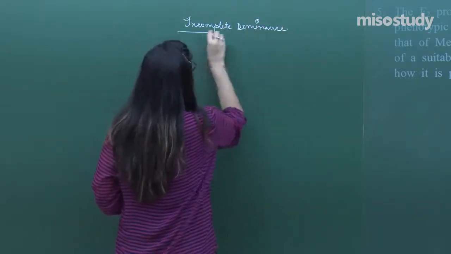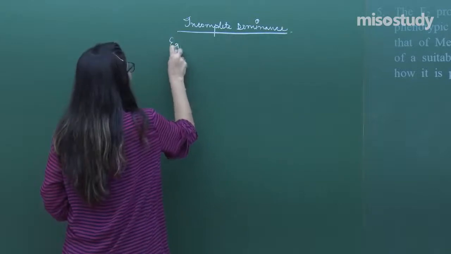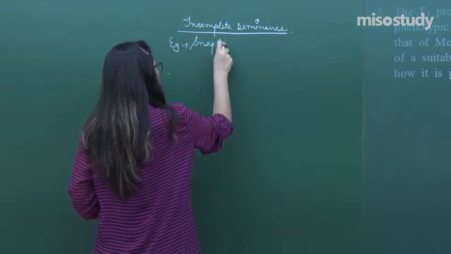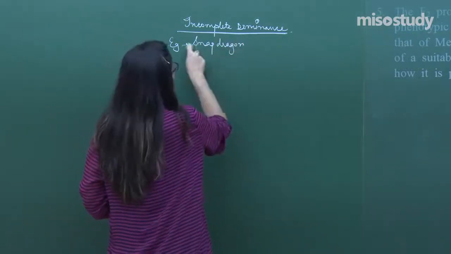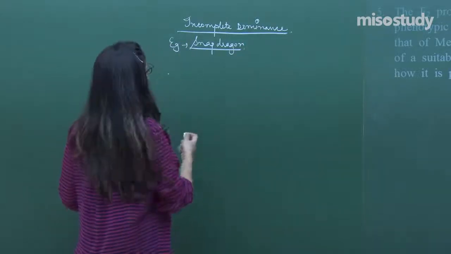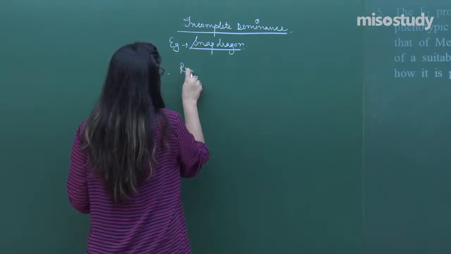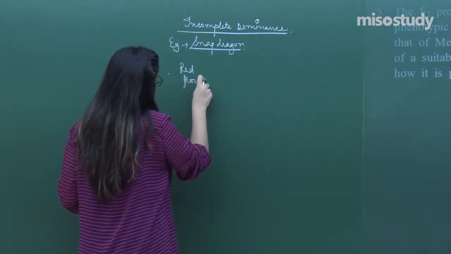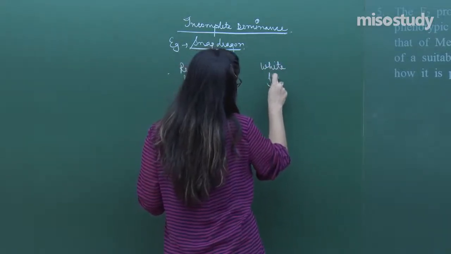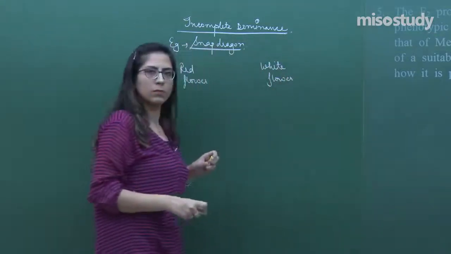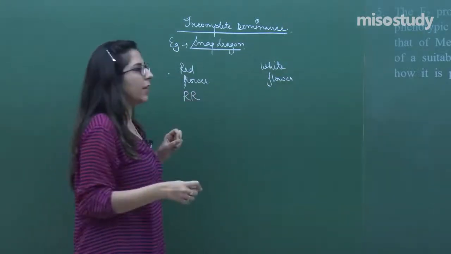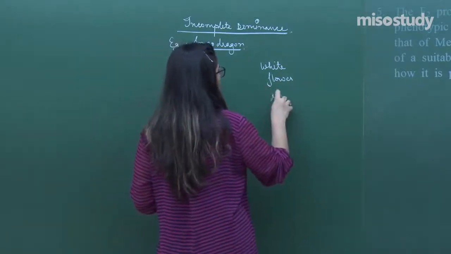In this, we have an example of snapdragon. In case of snapdragon, there are two flowers obtained. One is a red flower and second is a white flower. Right. So red flower is denoted by capital R, whereas a white flower is denoted by a small r.